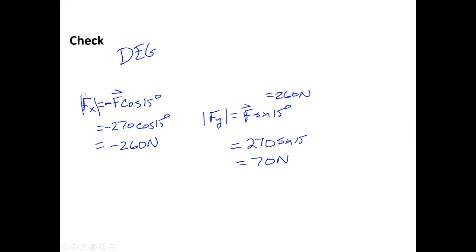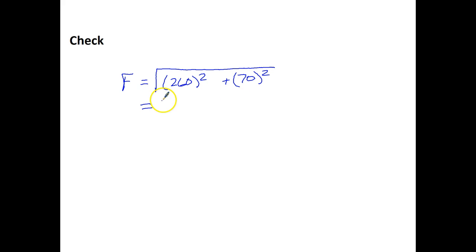So on this last slide, we're basically just going to check our answer, make sure we can work backwards. So that overall force, again, the magnitude of the force, so we won't put the bar over it, is equal to that 260 newtons squared, so that was the force in the x, plus 70 newtons squared. Here we're going to use the absolute value because the direction won't matter for our magnitude. When you're done, you do get 270 newtons.